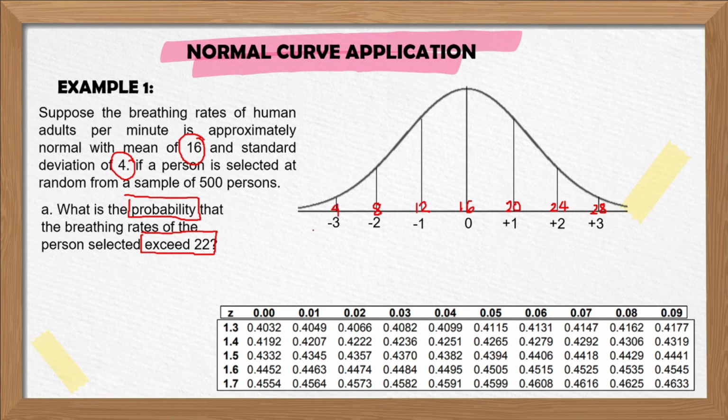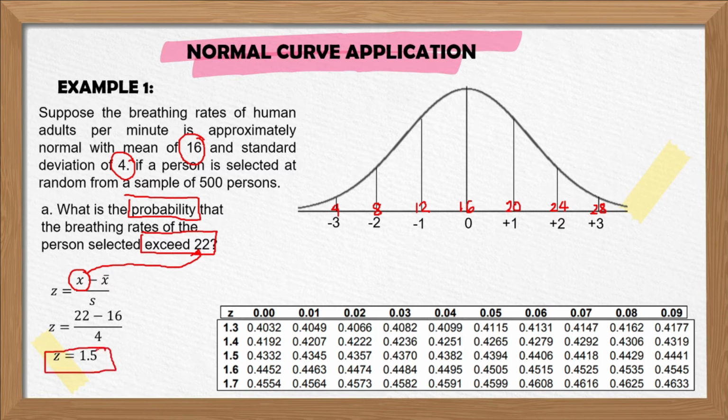Now, let us compute the value of the z-score. The formula for the z-score is z is equal to x minus mean over standard deviation. The value of our x here is 22. So, let us substitute 22 to x. z is equal to 22 minus the mean, 16, over the standard deviation, 4. So, 22 minus 16 over 4 is equal to 1.5. This is our z-score.